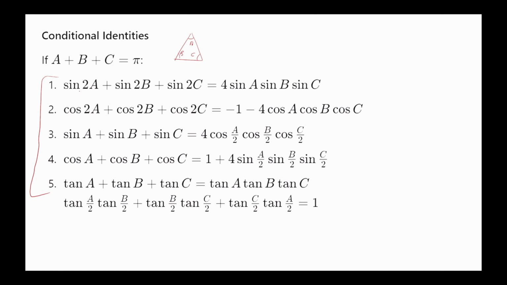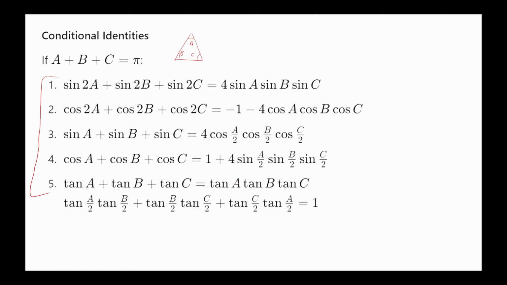Then only you can say sine 2A plus sine 2B plus sine 2C would be 4 sine A sine B sine C. Cos 2A, 2B, 2C, their sum can be written as minus 1 minus 4 cos A cos B cos C. Sine A plus sine B plus sine C can be written as 4 cos A by 2 cos B by 2 cos C by 2. Cos A plus cos B plus cos C can be written as 1 plus 4 sine A by 2 sine B by 2 sine C by 2.